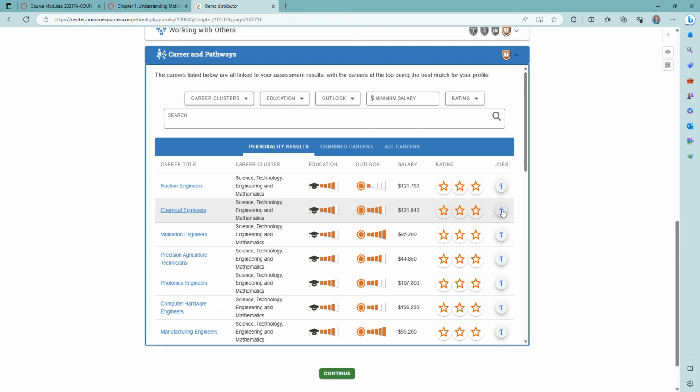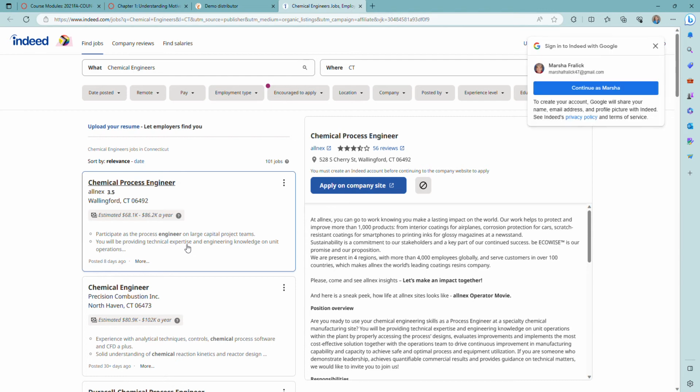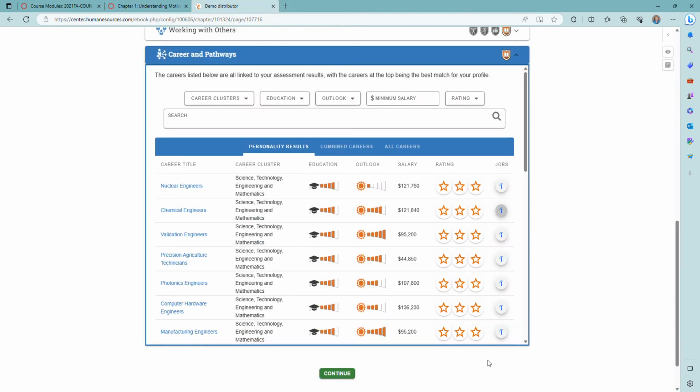Then I can actually look for job openings by clicking on Indeed.com, and here are some actual job openings for chemical engineers. One of the assignments I give to my students is to summarize their personal strengths, find a career that matches, and look for an actual job opening, and talk about career outlook and pay for this occupation.